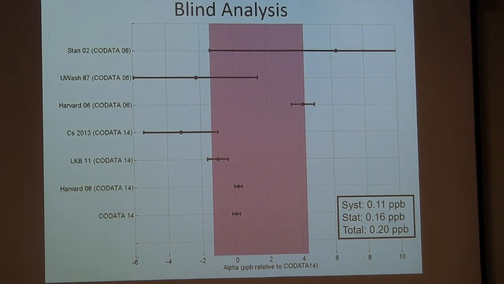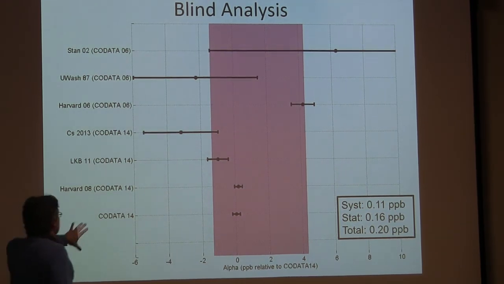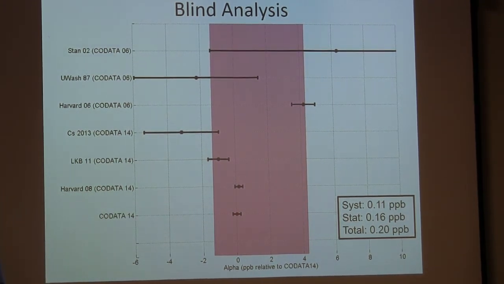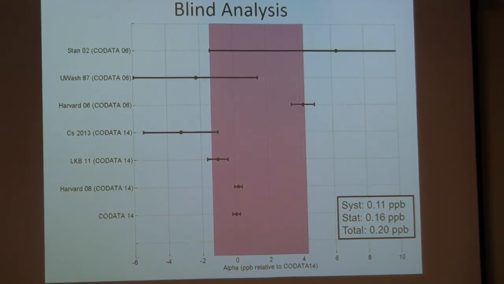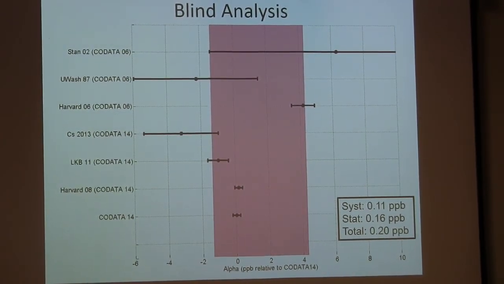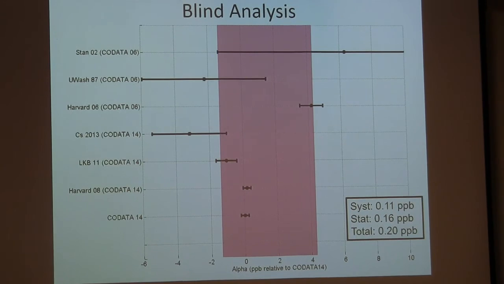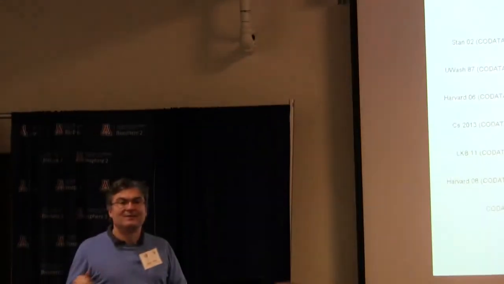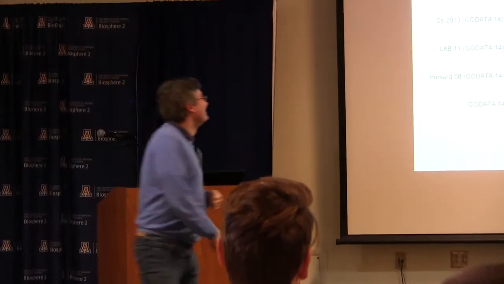So what we did here is part of the data analysis code was sent to Rana Adhikari. He's a LIGO guy at Caltech, and we asked him to add a random number and send us the compiled code back. So the only way we could figure out what the random number is, is either to uncompile it, and I'm not a computer person, I can't do that, or ask Rana.